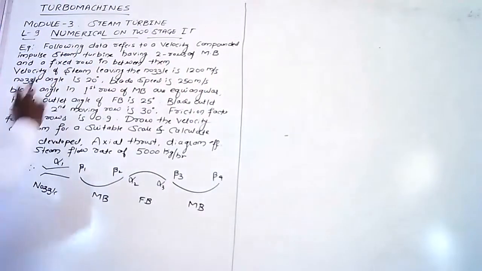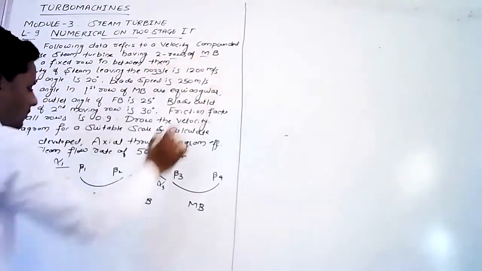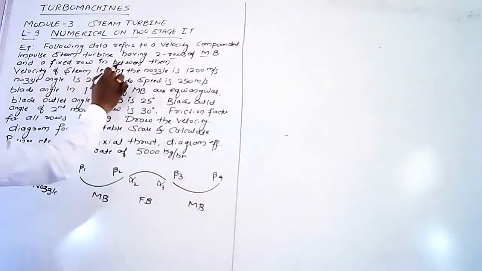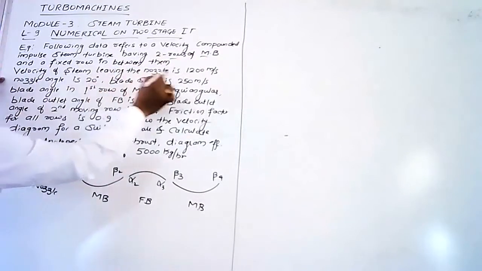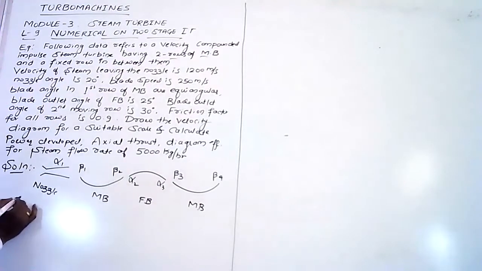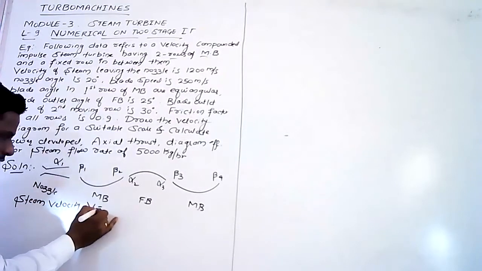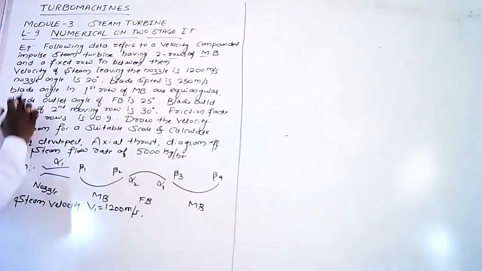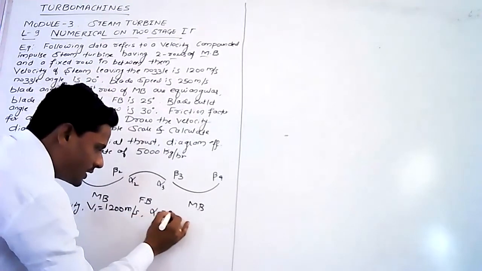Fine. Now, the following data refers to the velocity compounded impulse steam turbine having the two rows of moving blades. Already we have drawn the two rows and a fixed blade row in between them. Okay. The velocity of steam leaving the nozzle is 1200 meter per second. Steam velocity is represented by V1. So V1 equals 1200 meter per second. Next, the nozzle angle is 20 degrees. So alpha 1 equals 20 degrees.